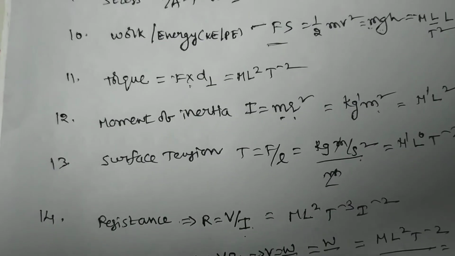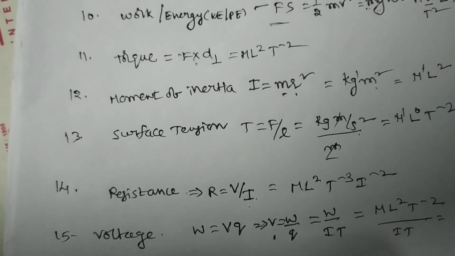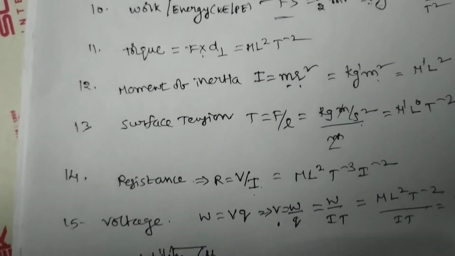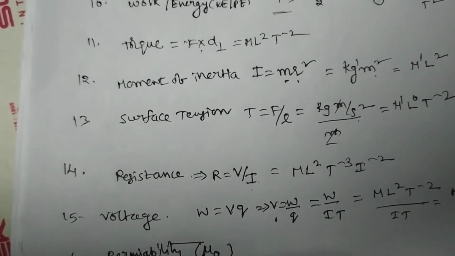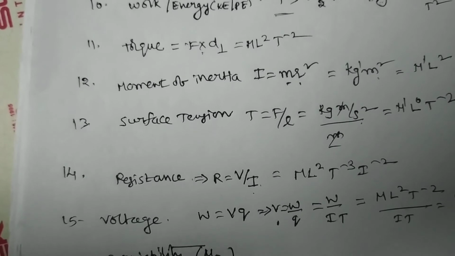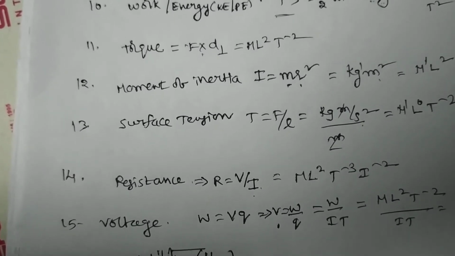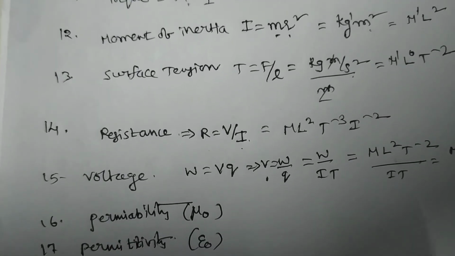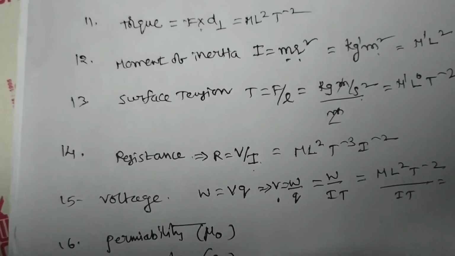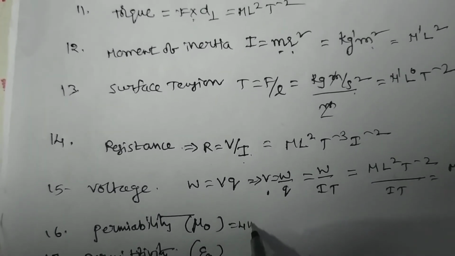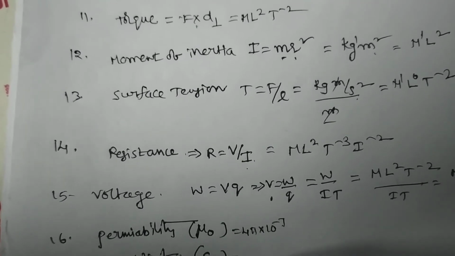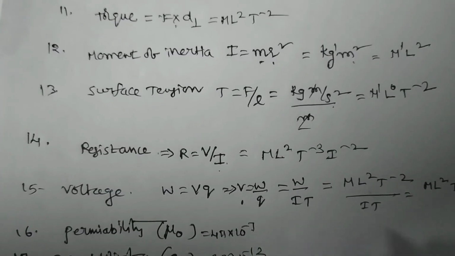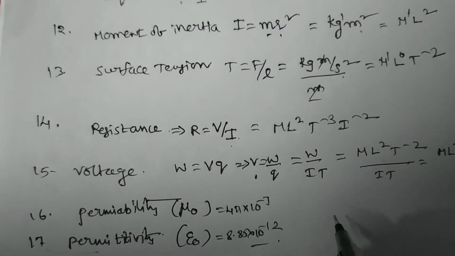Next one is the permeability. Permeability is represented as mu naught. Next, permittivity. Permittivity is represented as epsilon naught. This came in second year, but the units will come in first year, so that's why remember this. The value is 4 pi into 10 power minus 7, and 8.85 into 10 power minus 12. To remember this, you should know the formula.